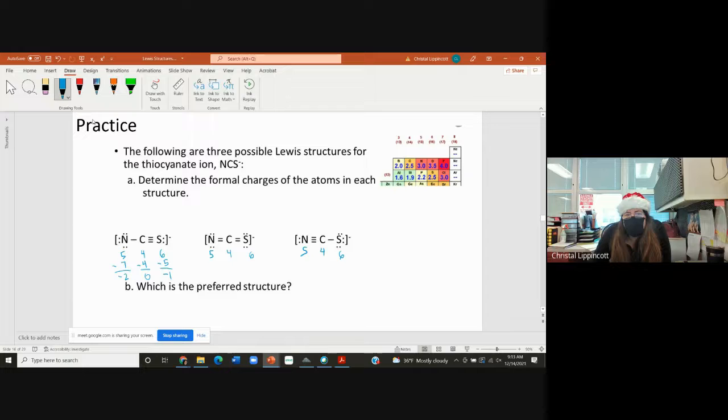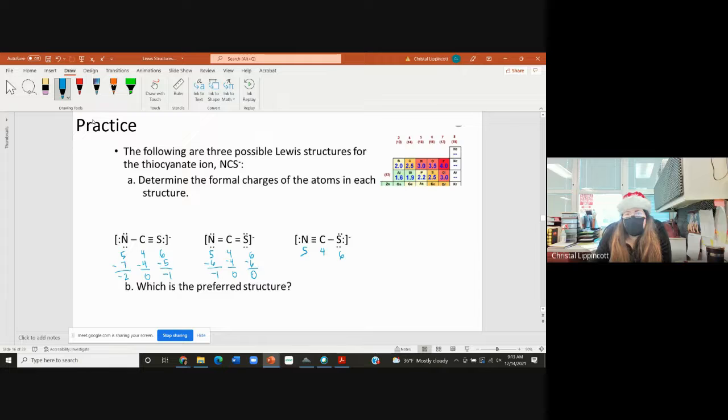Okay, over here, how many does this nitrogen have? 1, 2, 3, 4, 5, 6, right? So it's at a -1. Our carbon has how many? 4, so it's at a 0. And our sulfur has how many? 6.